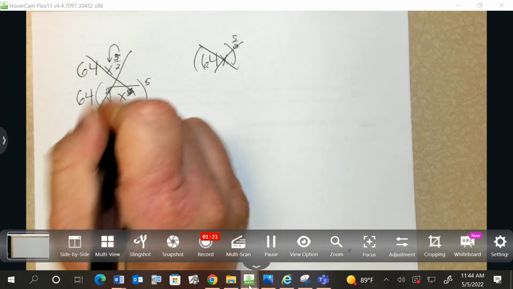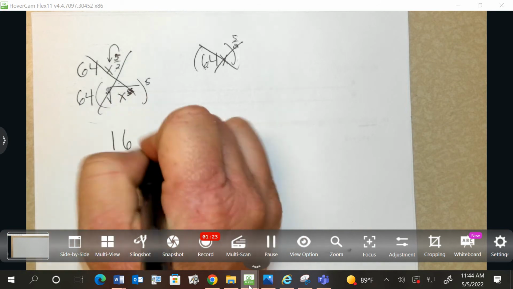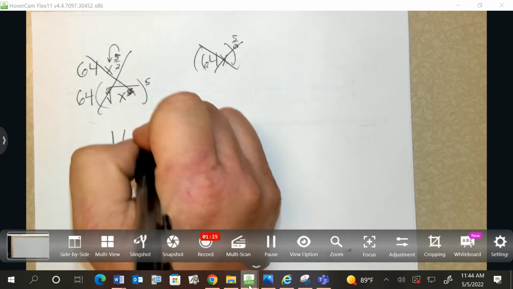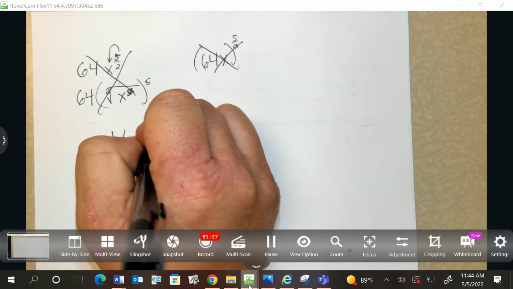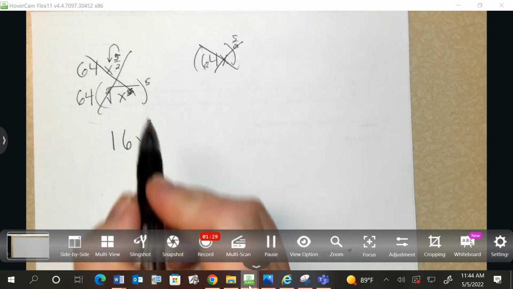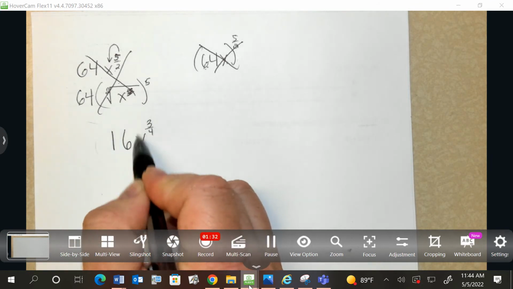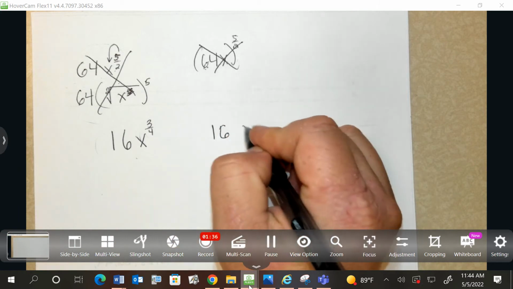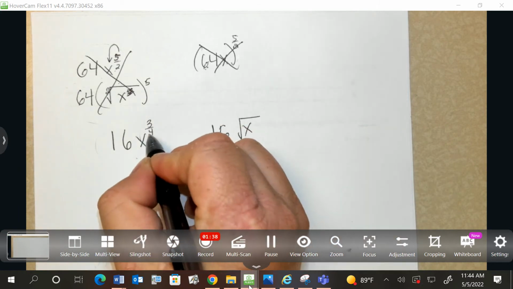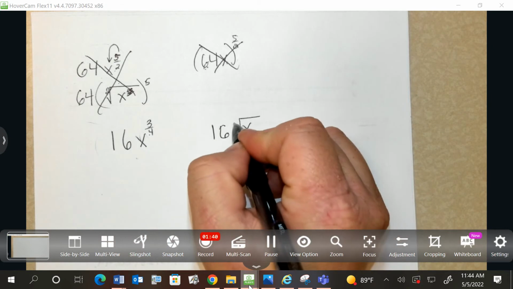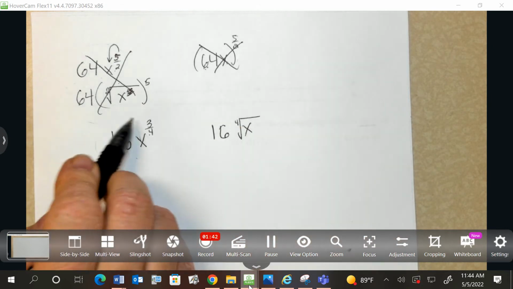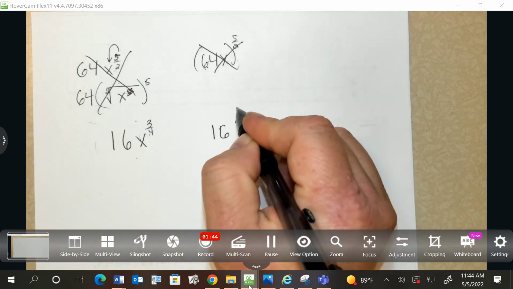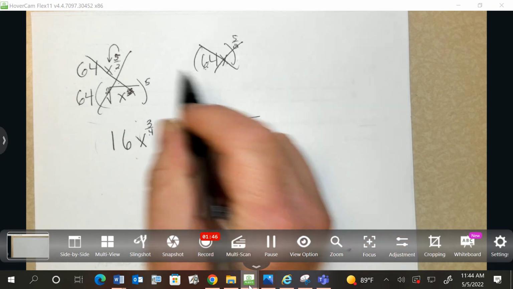Okay, let's go with 16x to the 3/4. Again, because it's not in parentheses, this only impacts the x. 16 stands alone. I'm going to make my radical the bottom number, not the larger, not the smaller. The bottom number goes out here as this nth term. And I have the choice for the 3 to go inside, or I could put parentheses and put it on the outside like you see here.